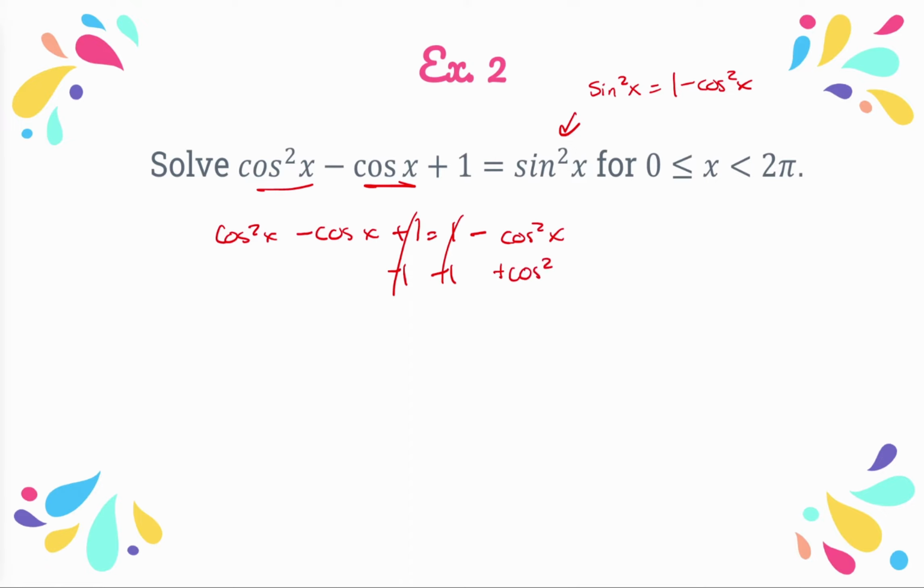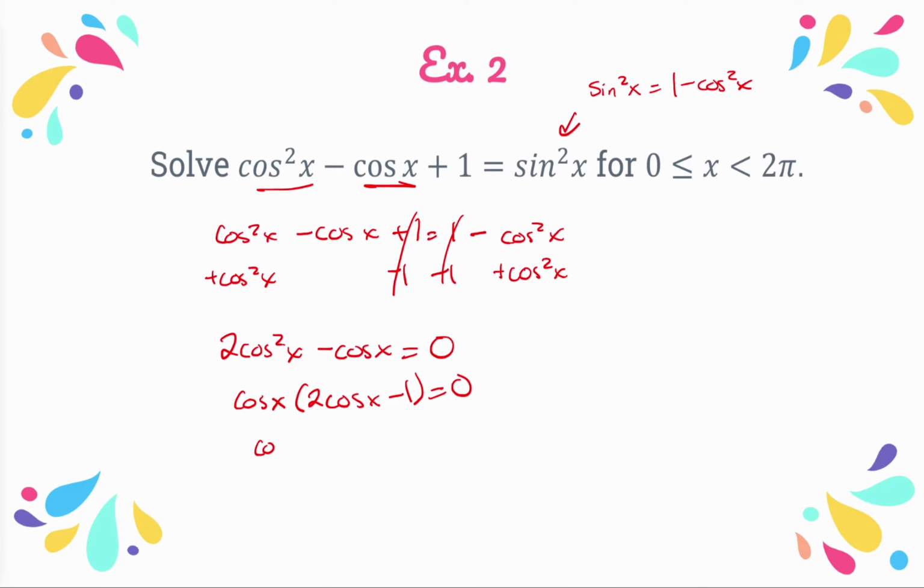We're going to add cosine squared x to both sides. So we get 2 cosine squared x minus cosine x equals 0. And again, we want to factor out the cosine x and make this cosine x times 2 cosine x minus 1 and set each part equal to 0. So again, cosine x equals 0 or 2 cosine x minus 1 equals 0.